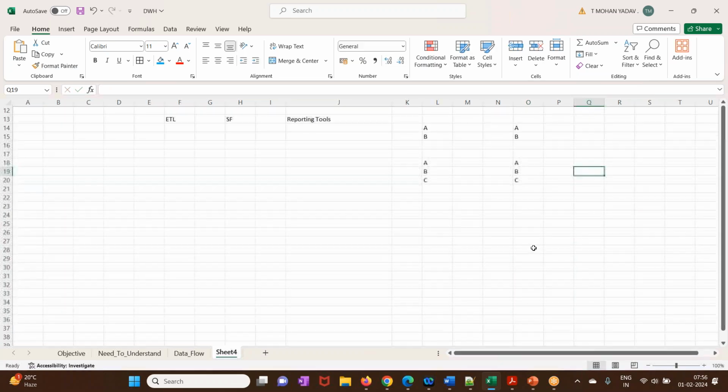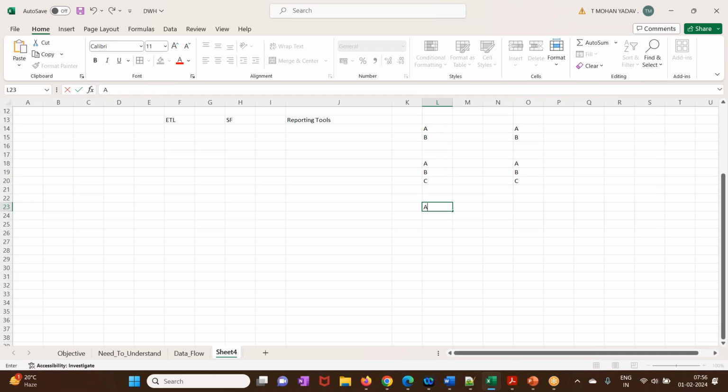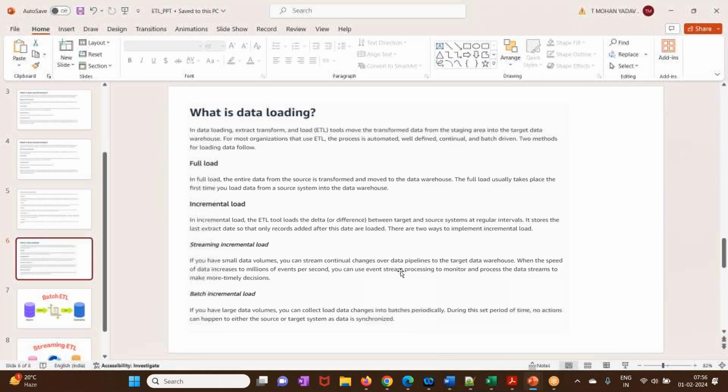While coming to the incremental load, yesterday we have two records, right? And the new record which got added today would be C. In case of incremental load, only the newly added data is going to move into the stage environment. This is known as an incremental load. Incremental load is again divided into two different ways of loading, known as stream incremental load and batch incremental load.